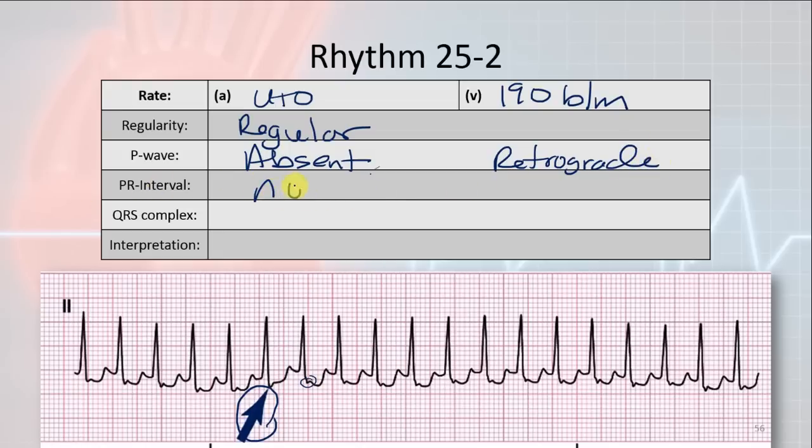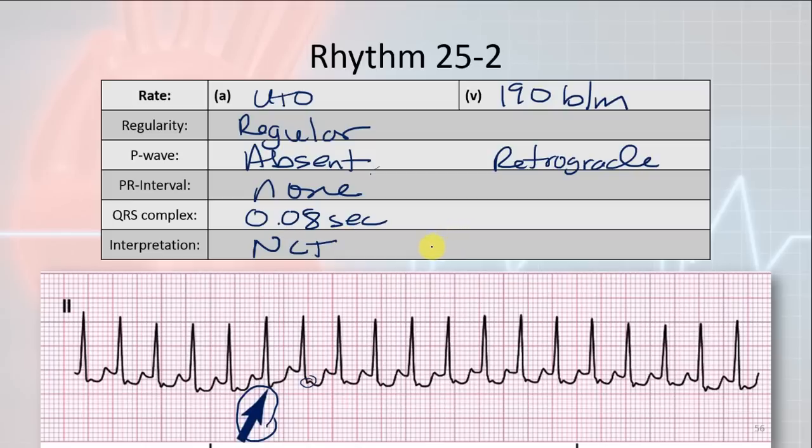PR intervals, none. Even if it's retrograde, you can't have a PR interval because then it would be an RP interval. QRS complexes look to be nice and narrow, 0.08 second. Like I said, I'm estimating the QRSs because I don't have calipers. The interpretation, if you want to play it safe: narrow complex tachycardia. That's how you can identify these and you would be perfectly fine.